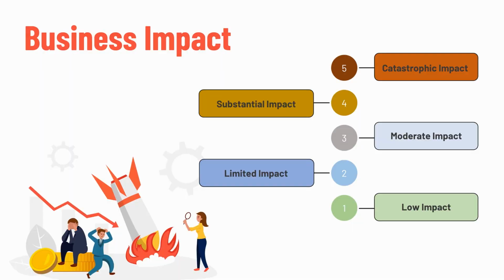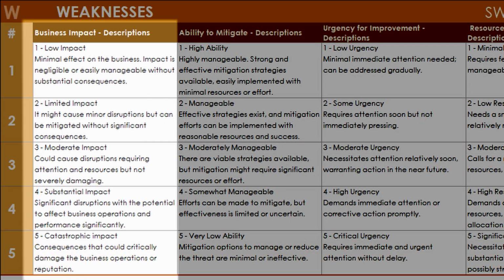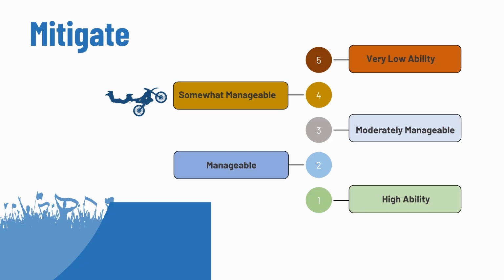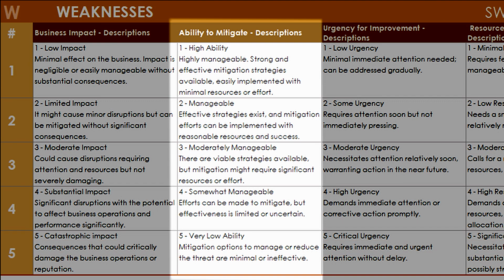Business impact ranges from 1, low impact, meaning this is a minimal effect on the business. Impact is negligible or easily manageable without substantial consequences, to catastrophic impact. And these are consequences that could critically damage the business operations or reputation. Ability to mitigate ranges from high ability, which is highly manageable, with strong and effective mitigation strategies available, easily implemented with minimal resources or effort, up to very low ability. Very low ability to mitigate means mitigation options to manage or reduce the threat are either minimal, ineffective, or really expensive.